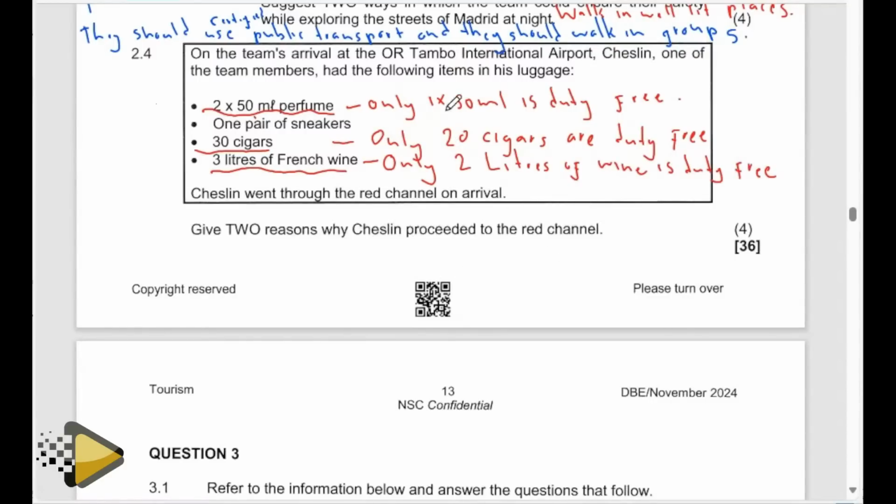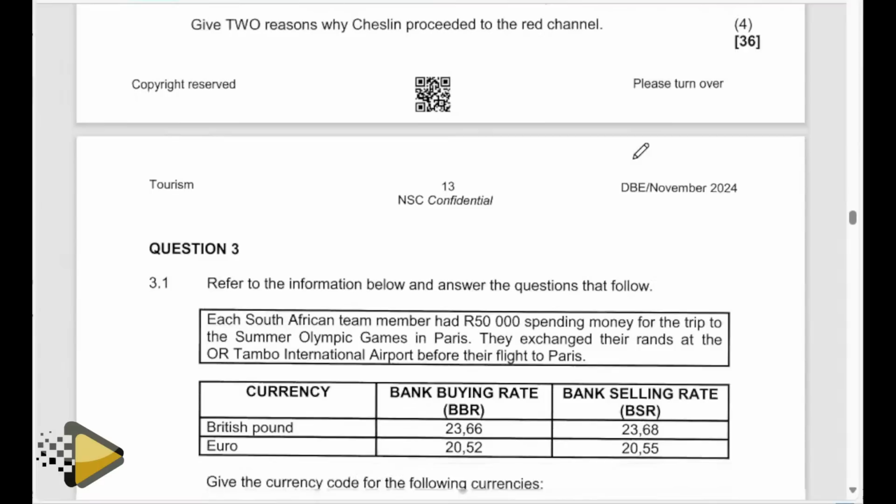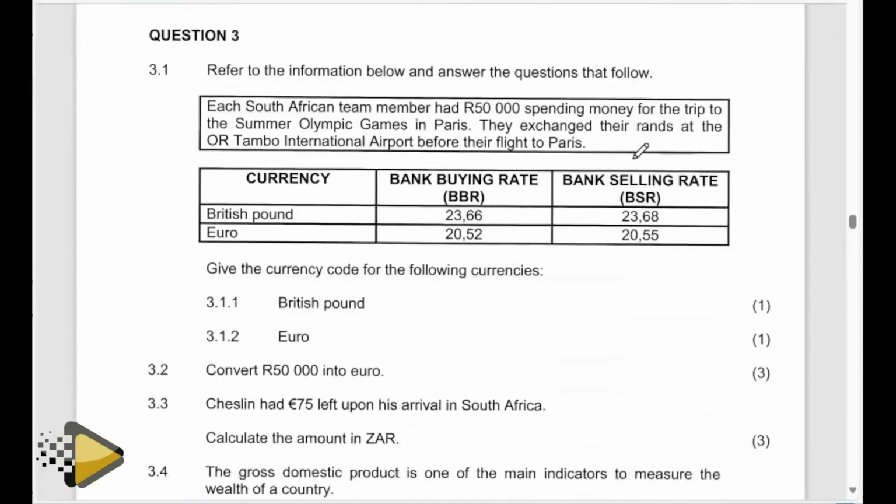The first reason is that the perfume is above the duty-free limit. So he or she is only required to carry 50 mils of perfumes. Then only 20 cigars are duty-free. Then only 2 liters of wine is also permissible. So those are the reasons. Now moving on to the next question, which is question 3. Question 3 requires us to refer to the information below and answer the questions that follow.